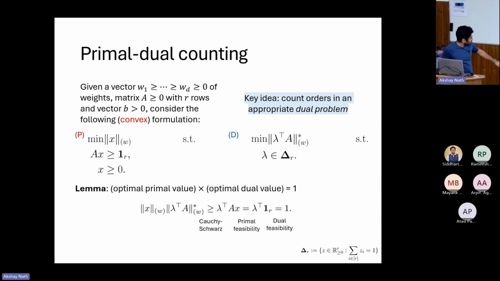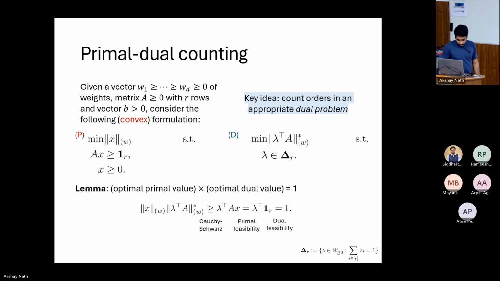So how do I do that? I'll start with this product of the ordered norm of x and the dual norm of lambda transpose A. I'll apply the standard Cauchy-Schwarz, so I'll just get the dot product of those two. That's lambda transpose Ax. And because Ax is 1_R, I can just assume that the column b is just a bunch of ones by rescaling and so on. So that's just lambda transpose 1_R, which, because lambda is in the simplex, is exactly 1. So at least I hope I've been able to convince you that this product is at least 1. And showing that it's exactly 1 requires a standard argument using Lagrangian duality and so on, but that can be shown too.